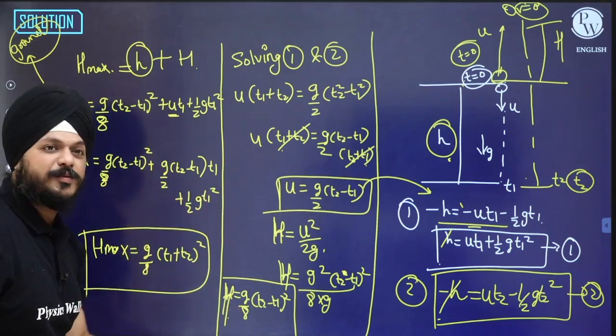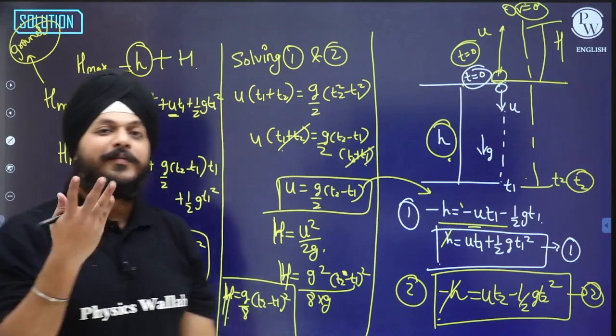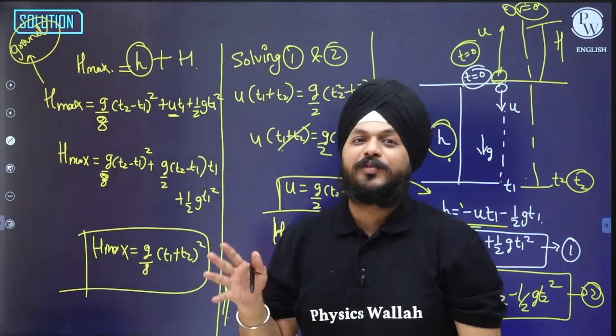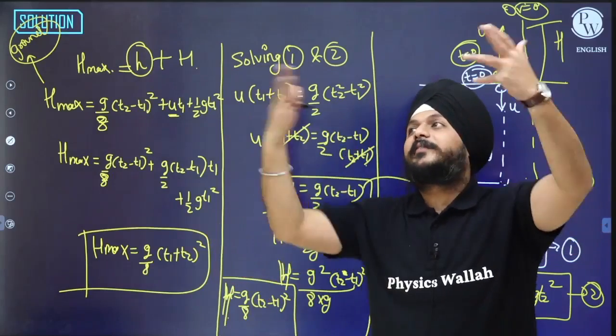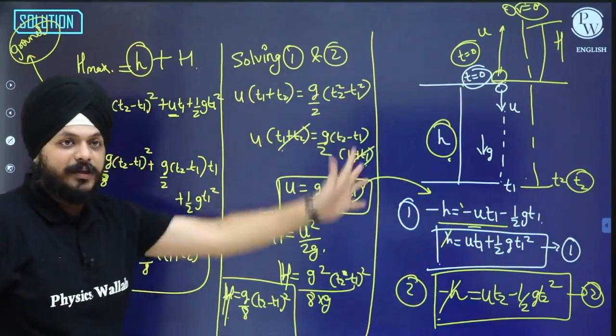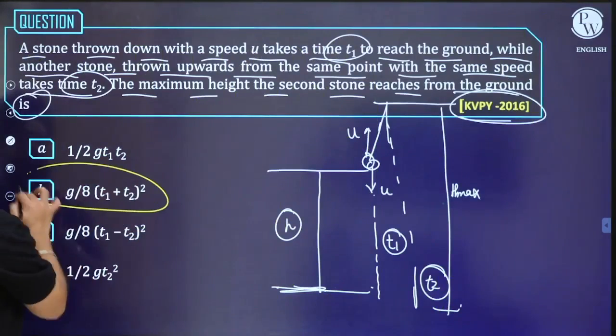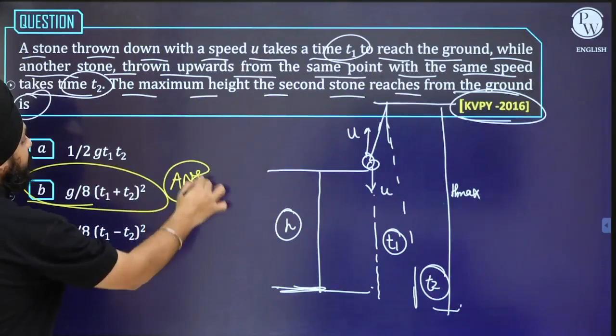Some 2 to 3 steps of calculations are there, right? So we have analyzed the uniformly accelerated motion and motion under gravity from a very different and very easy perspective. This is a bit calculative when it appears like this only. What will be the answer? g by 8 (t1 plus t2) square, and that is the perfect answer for this specific question.